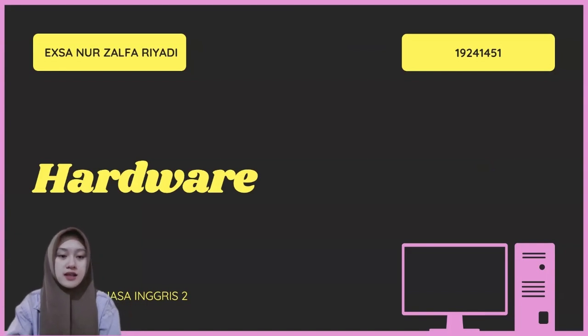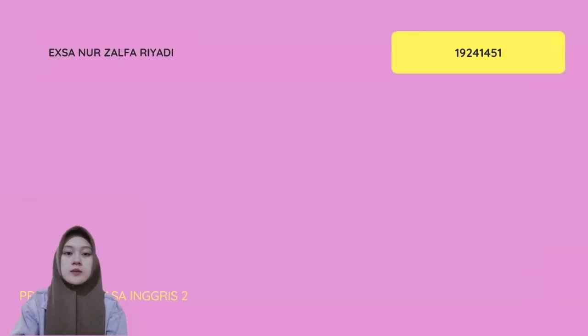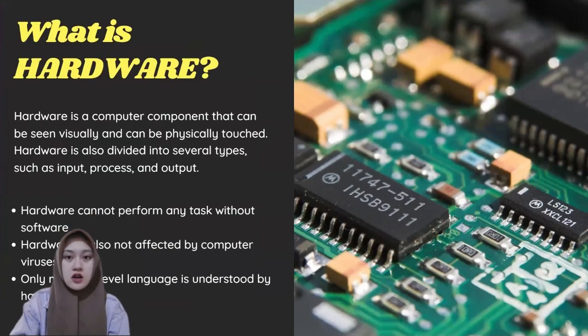Today I will explain about hardware. What is hardware? Hardware is a computer component that can be seen visually and can be physically touched. Hardware is also divided into several types, such as input, process, and output.